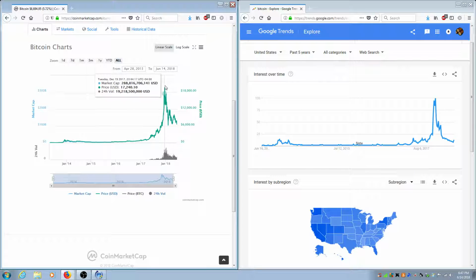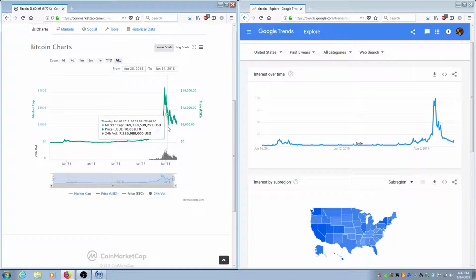So you've got that week. I can't pick the exact top here, but that's pretty darn close. You've got Tuesday, December 19th. The price was at 17,240, and I think it shot up to really close to 20, or maybe it just broke 20, but not much past that. And that's right around Christmas. And this is at the very peak when that interest completely caught up with the price. And then it came all the way back down.